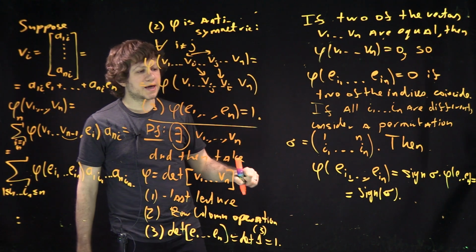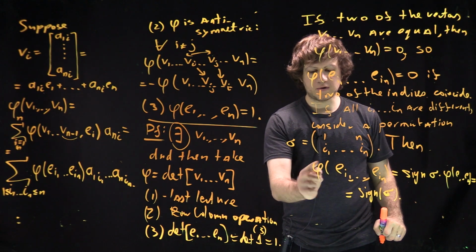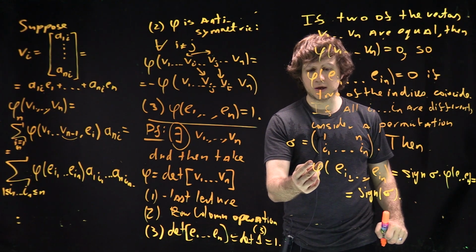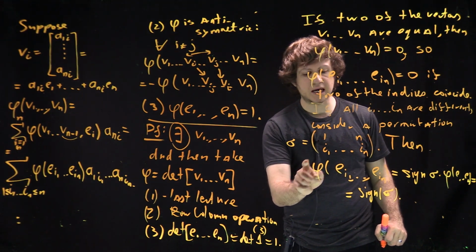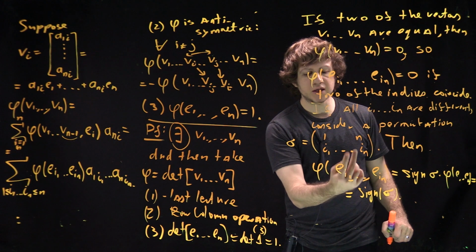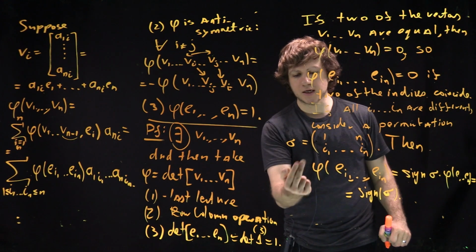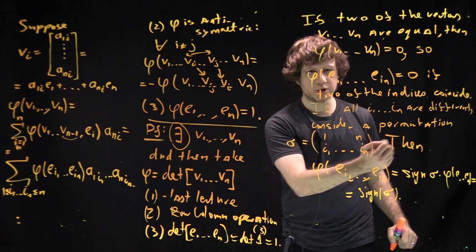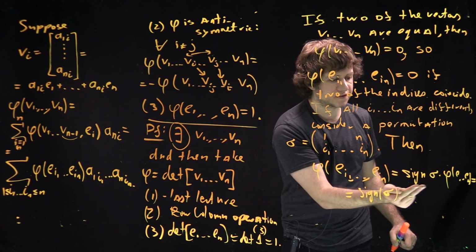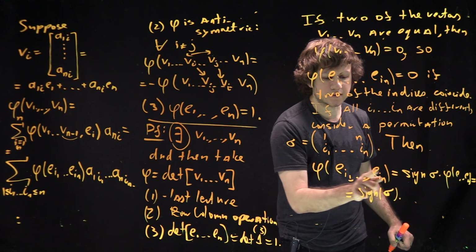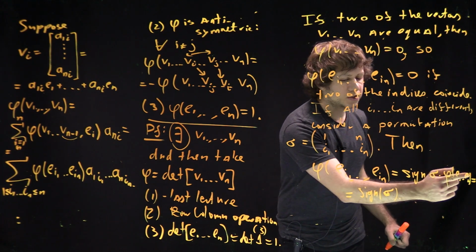And why is this the case? Because we know that when we exchange two vectors, phi is multiplied by -1. So when we do a transposition, we pick up a -1 sign. And so if we do an even number of transpositions to put them in the order e1 up to en, the function won't change, and if we do an odd number of transpositions, it will change sign. So that's why it equals the sign of sigma times phi of these vectors ei1 up to ein going in the order from 1 to n.